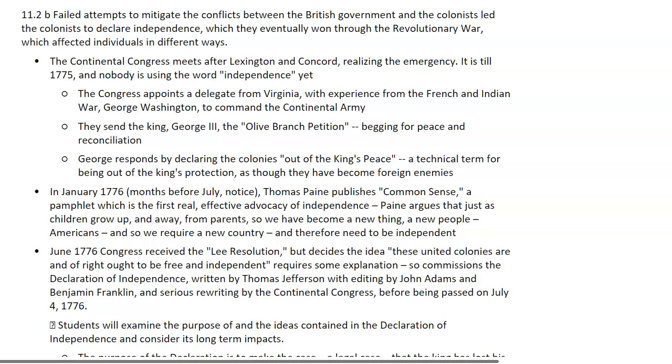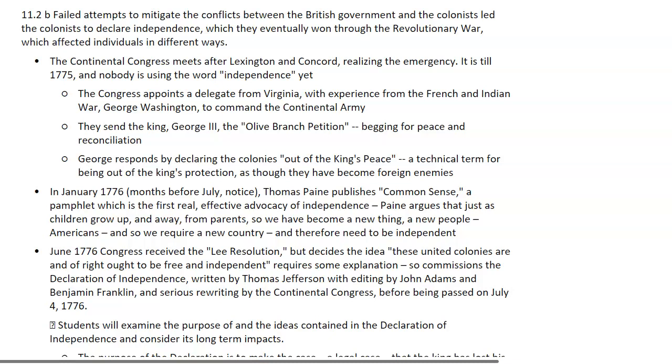The Congress says we can't just do this without explaining why we're doing it. So they create a committee. Thomas Jefferson, John Adams, Benjamin Franklin. It also included Roger Sherman and Robert Livingston from New York. But Sherman and Livingston really don't get involved. The committee is really Jefferson, Adams, and Franklin to write a Declaration of Independence. Jefferson writes it. Adams and Franklin then sit down with him and help him.